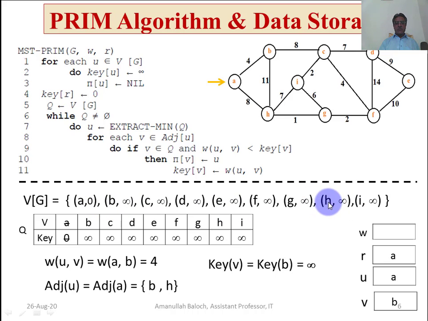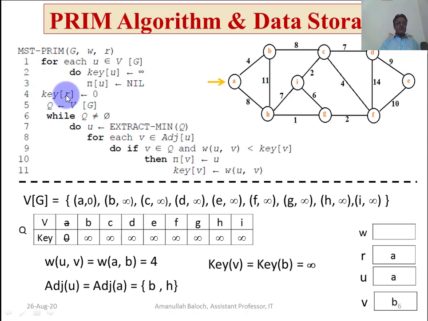Every node, H is a node and its distance is infinity, I is a node and its distance is infinity. V of G is the vertices of the graph. All the vertices of the graph contain the vertex label and their key value, infinity. This is done through the for loop from line number 1 to 3.